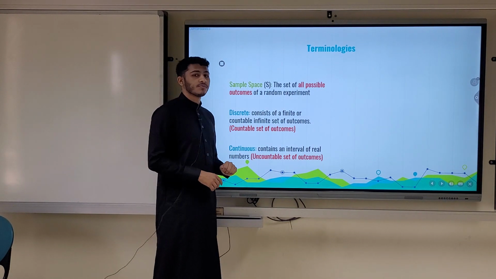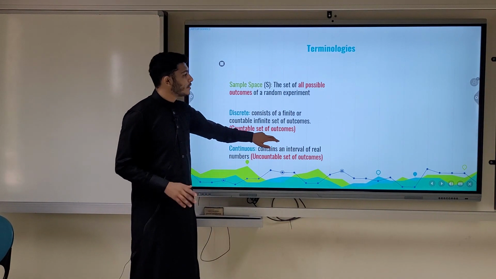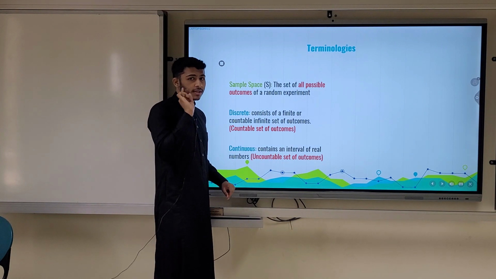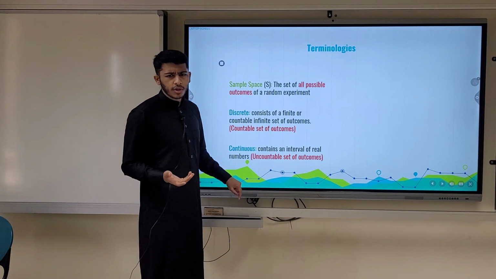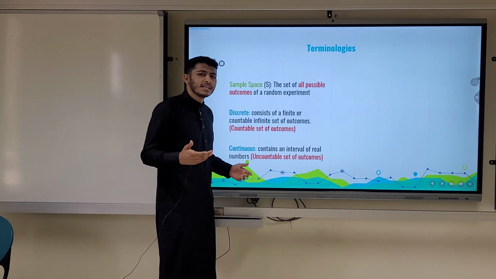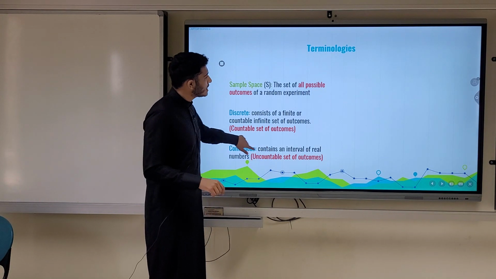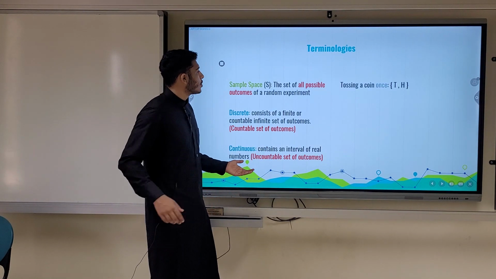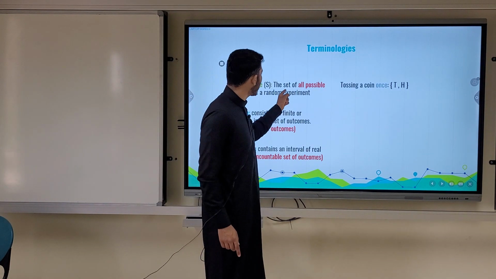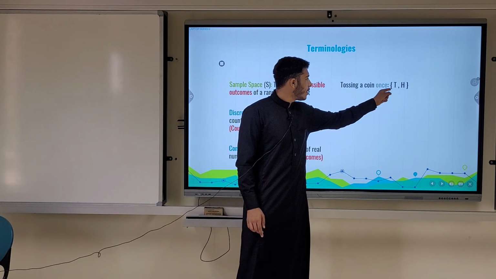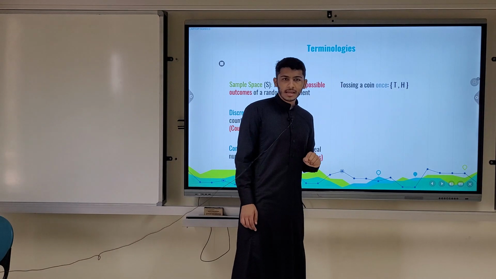Now let's see some examples for how the sample spaces are written. So let's say we have a random experiment of tossing the coin once. So if we toss the coin once, what are the results that we are expecting? We're expecting either to get a head or a tail. So the sample space would look like this. It is a set, so we're going to have it written as a set, and this is our first outcome, and this is our second outcome.